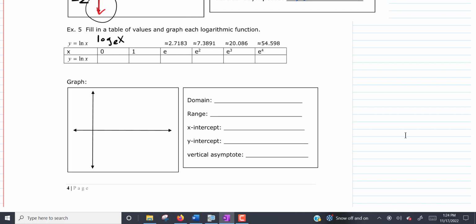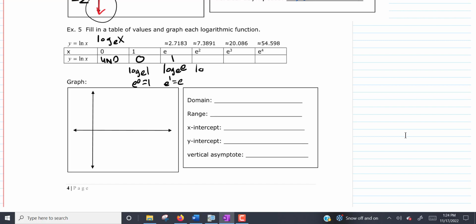Now, you want to learn how to do this quickly in your head because there's a trick. We know that we can't take a log of 0. But if you do log base e of 1, that's 0, again, because e to the 0 is equal to 1. The next one, if you're doing log base e of e, that's equal to 1 because e to the first is equal to e. Okay, then the rest of them go like this.